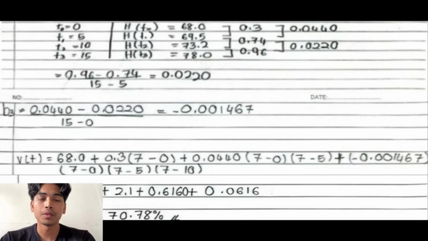Next, we go to B3. We get the value for B3 equal to negative 0.00147. Since we have all the B values, we enter them into the V(T) equation, and we will get V(T) equals 70.078 for T equals 7.